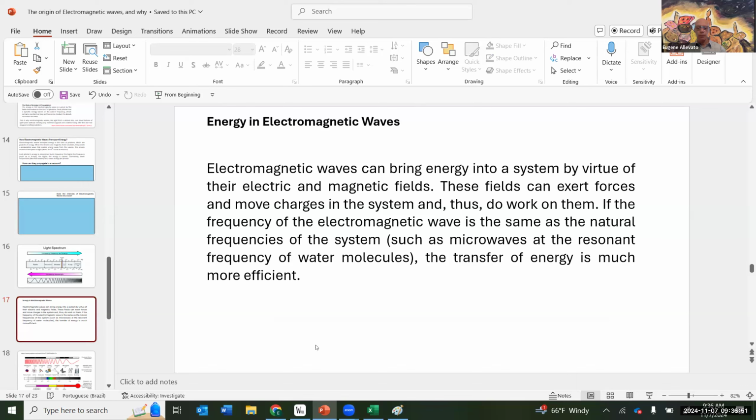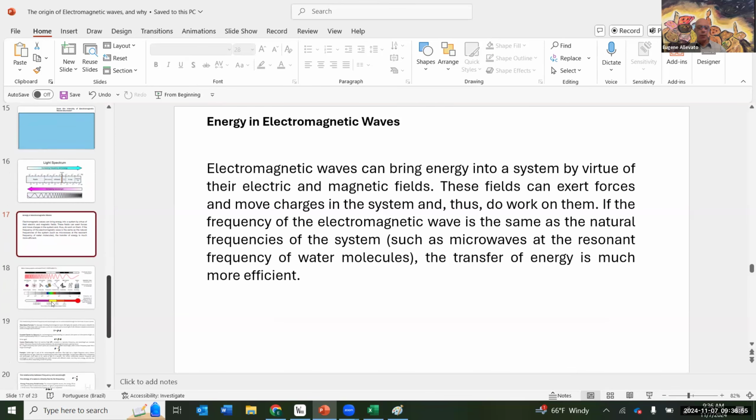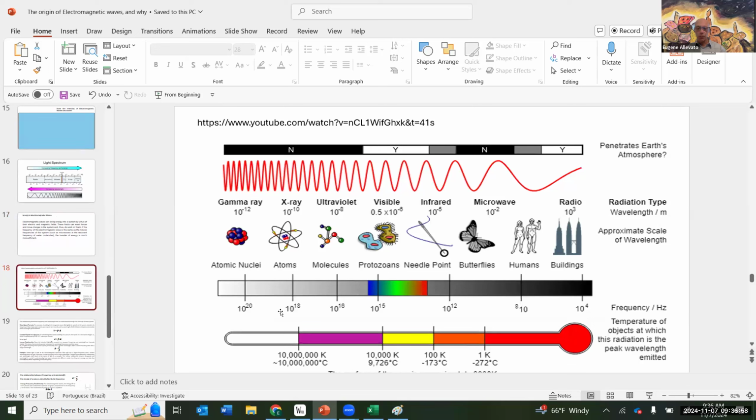This is another slide explaining, and here also we can see the different range of electromagnetic waves that penetrate the atmosphere, and you see here gamma rays and X-rays and ultraviolet do not penetrate the Earth's atmosphere, and this is a blessing because otherwise we would be exposed to very energetic radiation, gamma rays and X-rays, continuously.